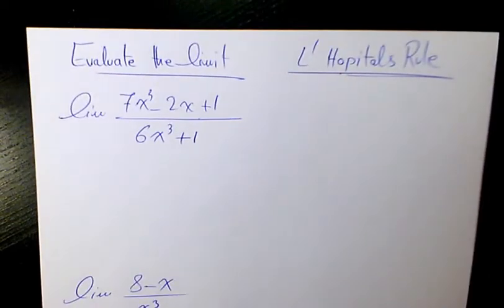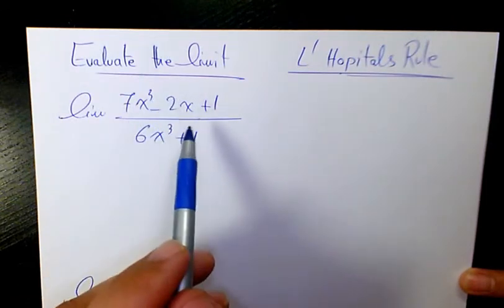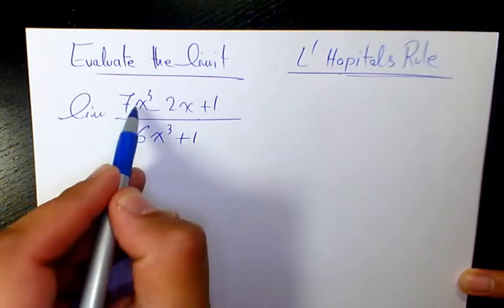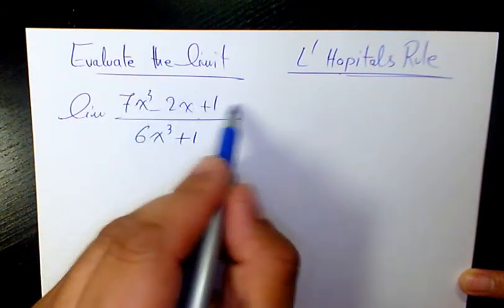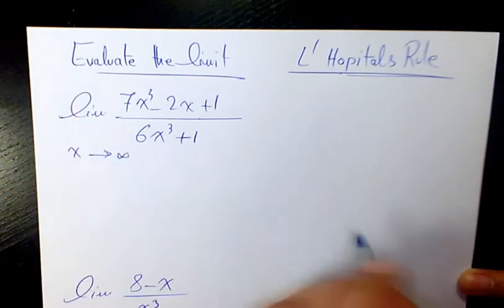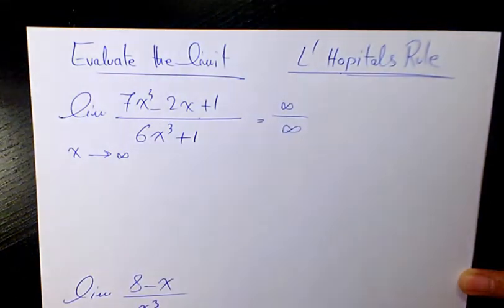Welcome to another video. In this video I want to show you how to find out the limit using L'Hopital's rule. The first one is saying that limit of 7x cubed minus 2x plus 1 divided by 6x cubed plus 1 when x is approaching infinity. So when you sub it, there is going to be infinity over infinity. It means that we need to use L'Hopital's rule.